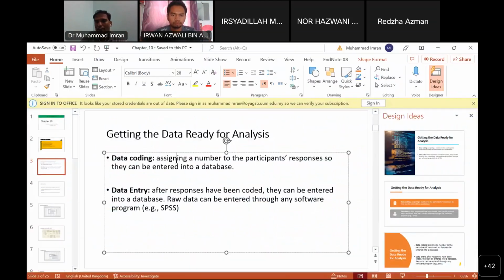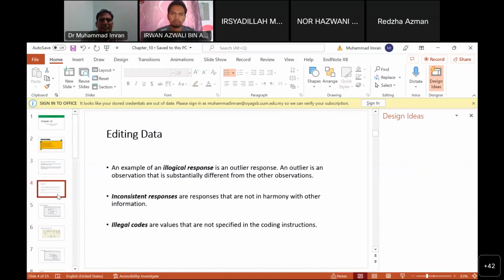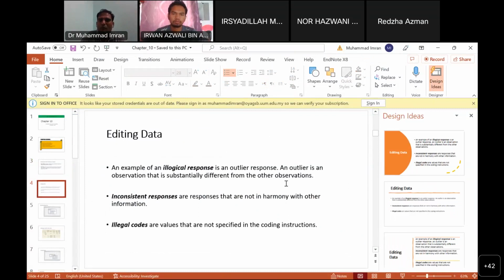Data coding, I already told you how to code. Data entry in SPSS, how to enter manually, I also told you, and I also guided you how to import Excel data into SPSS. You also can see some things about editing data: missing values, and outliers.